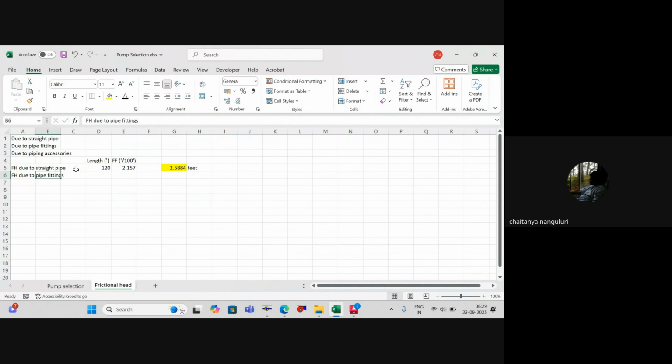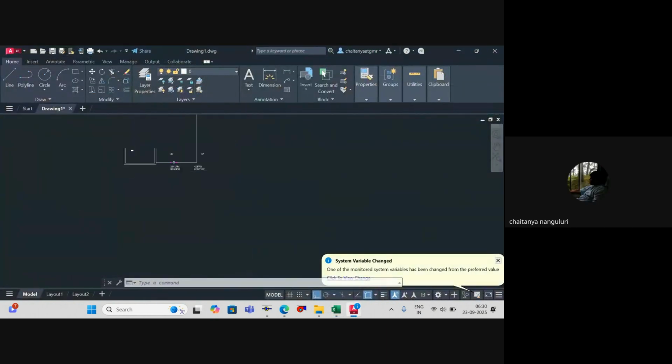Friction head due to pipe fittings. So what all things will come into picture with pipe fittings? The elbows, reducers, all those things will be your fittings. In this case, I did not consider any reducer. We'll take only elbows. Because it's a simple circuit, we take only one elbow and two elbows over here.